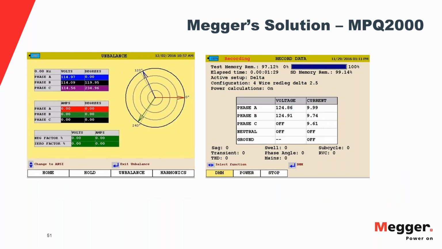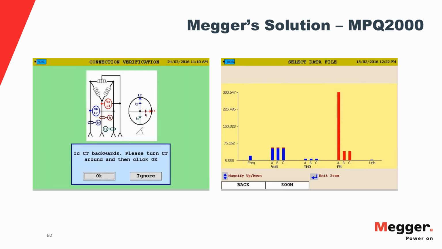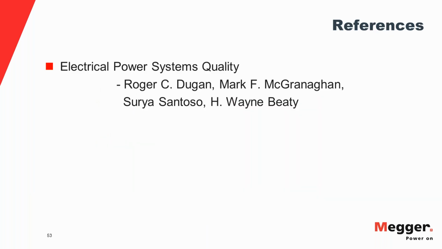These are some screenshots of what the screen looks like. On the left, you have the unbalanced screen where it shows you the vector relationships between the three phases. On the right, you have the recording screen, so you can see the voltage and the current. The configuration verification message: if you make any mistake while making connections, it gives you a message when you start recording. On the right, you have the onboard data analysis screen. It's the reference that I use for this presentation.